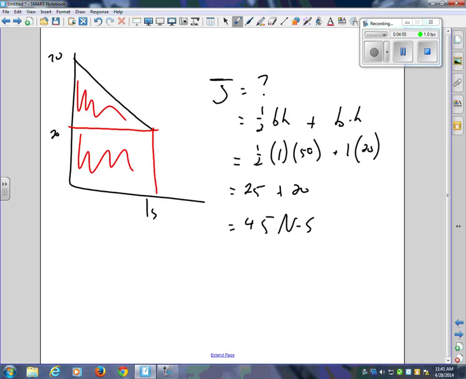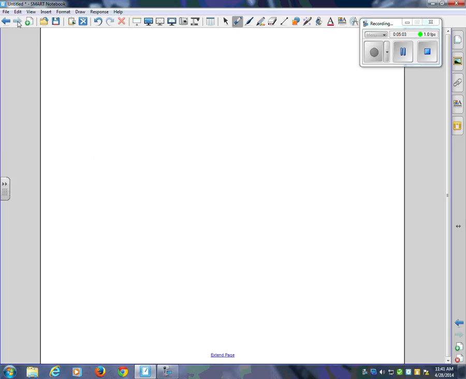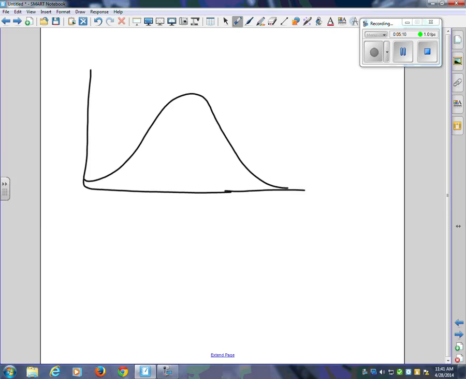But what do you do if it's all kind of curvy? Now it's time to give up. What do you do if it's all curvy? Because let's face it, in real life, things like this tend to be curvy. The answer is use calculus.